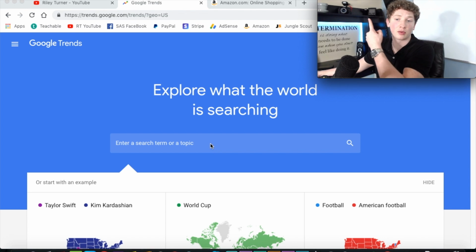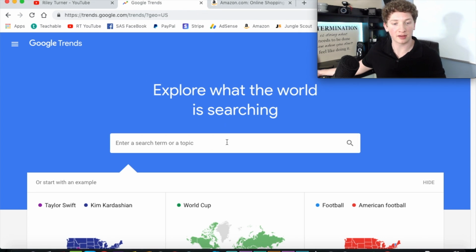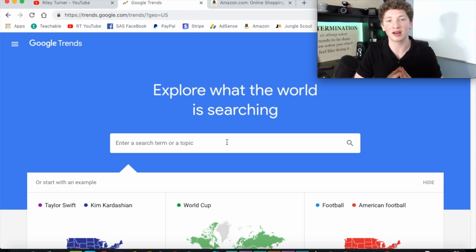So for example, we are looking for a DSLR camera. That's the type of camera. So we're going to go here on Google Trends and we're going to type in DSLR camera, and we are going to see how often it rises and declines in popularity throughout the year.